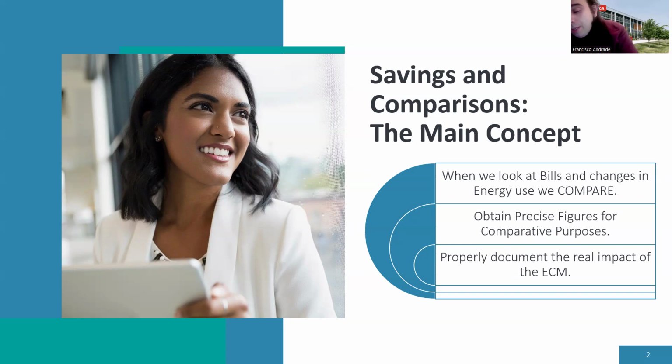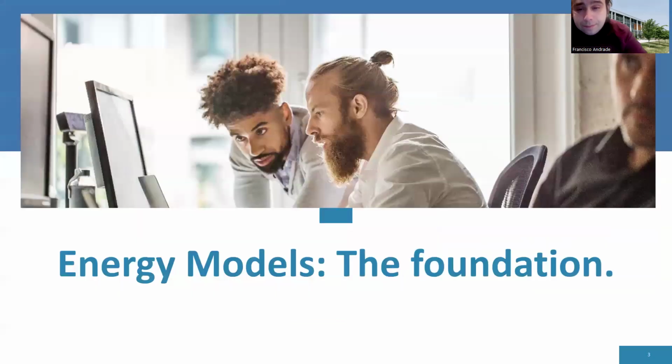But we can also make comparisons between systems, right? The system that was installed before and the system that was installed after. So we can go ahead and measure how much we're saving. With comparison done in the right way, we can feel the correct impact of the savings. There are different methods. One is normalization, another one is cost avoidance. We'll be looking into that.